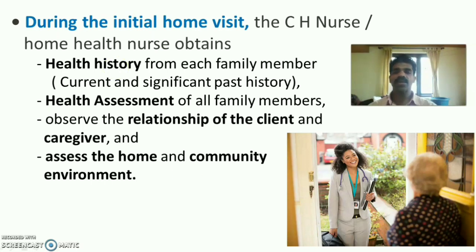So during the initial home visit, the community health nurse obtains certain information from the family. That is, the health history of the particular family, health assessment of all the family members, then observation of the relationship between the family members and their caregiver. Then assess the inside and outside of the home of that particular family, and assess the community or society, environment and facilities available for that particular family.